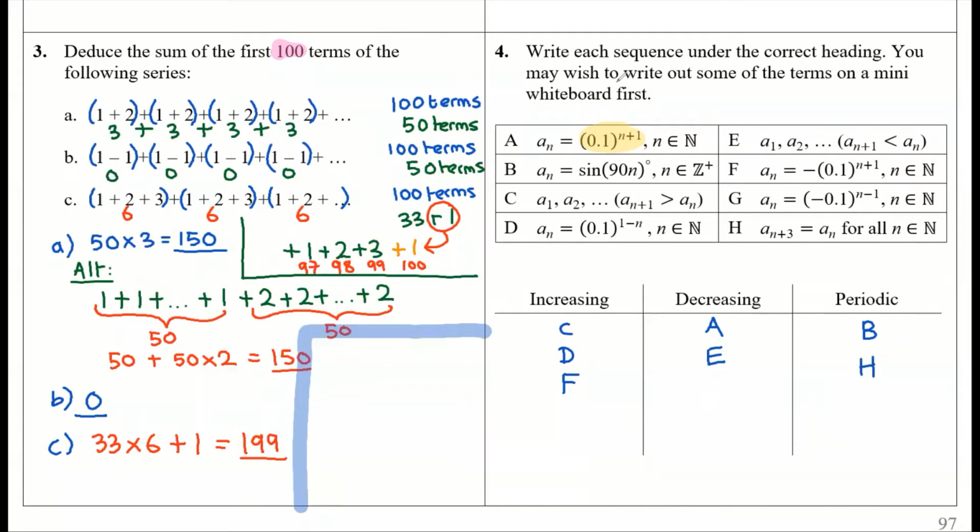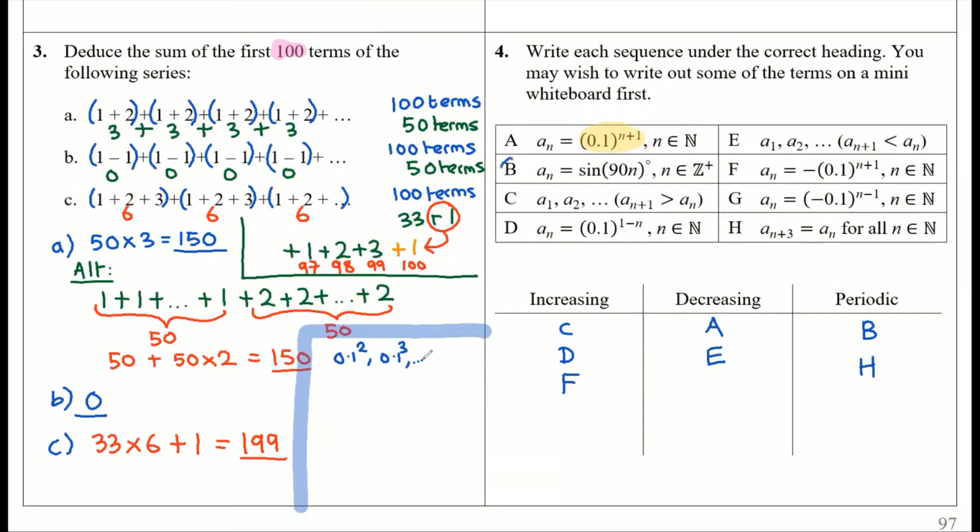If I have 0.1 to the power n plus 1, then I'm going to have 0.1 squared is my first term, 0.1 cubed, and so on and so on. And we know that when you square or cube or increase the power of a number between 0 and 1, it's obviously going to decrease, and you can check that in your calculator. So that's definitely decreasing.